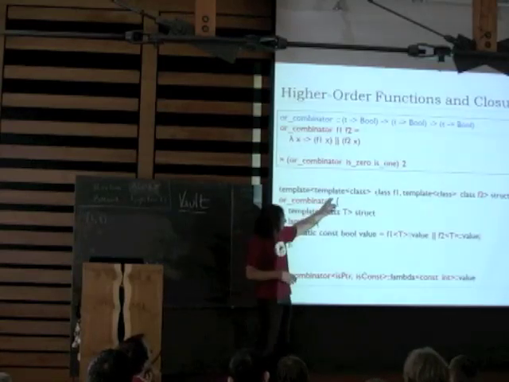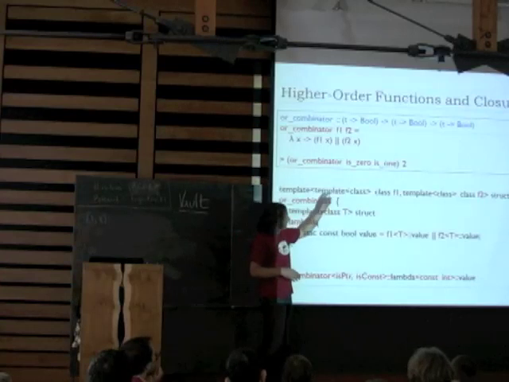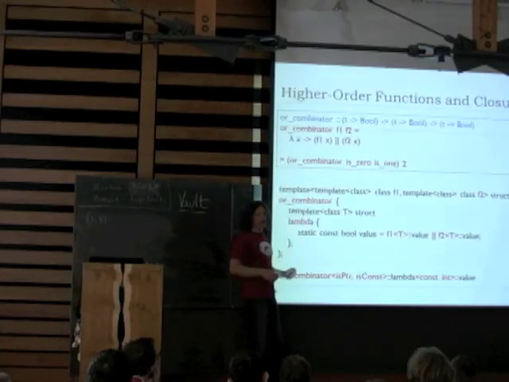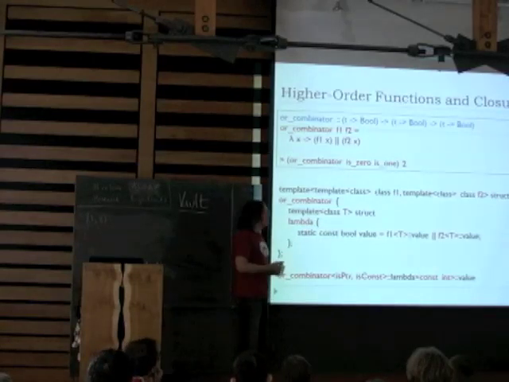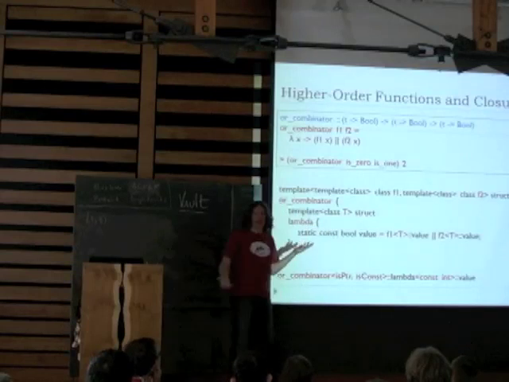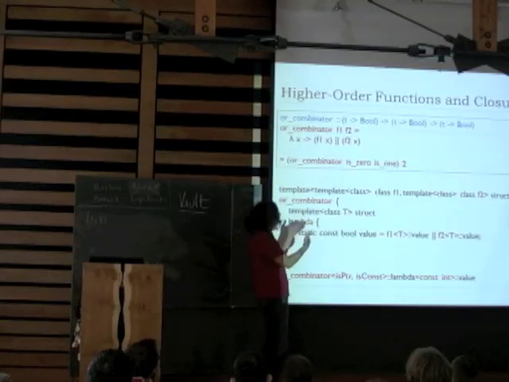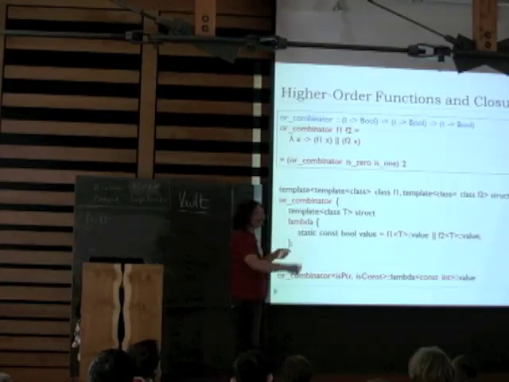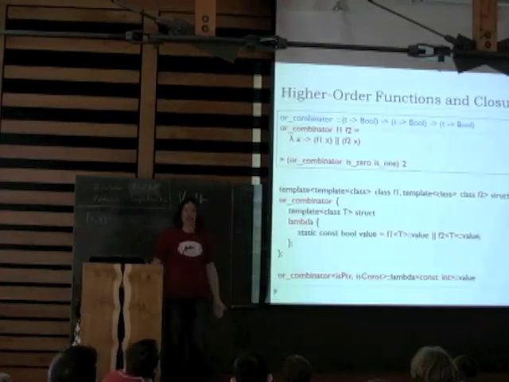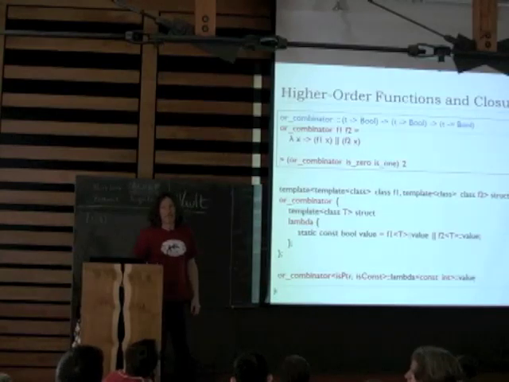So I'm passing template arguments, and I want to return a template. And returning a template means it has to have a member with some special name. I call this lambda. So if you want to access this meta function that's returned by this, you just say ::lambda, and that's a meta function. You couldn't chain this then to another OR combinator?